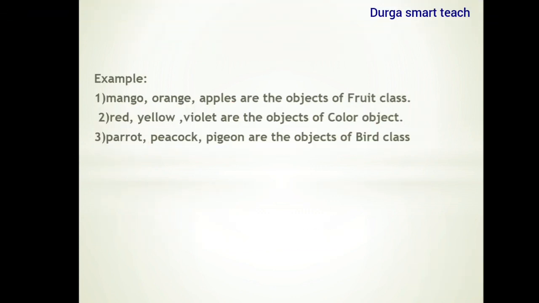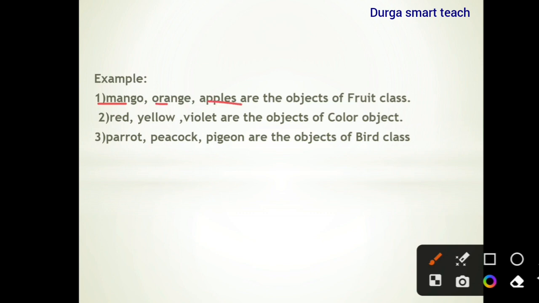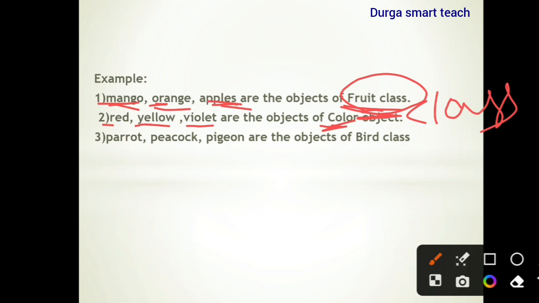For example, mango, orange, apples are objects. These are similar types of objects. All these objects come in one class, that is the fruit class. So a class contains a collection of similar objects. Next, red, yellow, violet are all colors, so they come under the color class. Next, parrot, peacock, pigeon are objects, and these are all under the bird class.